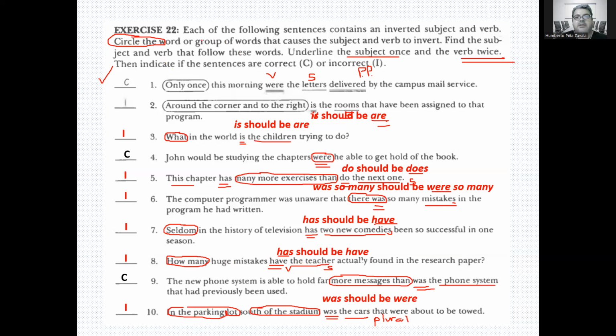Okay, so remember the situations that cause this subject verb to be inverted. We have almost negative expressions, expressions of place, question words, conditional without if, and comparatives. So I hope that you guys did very well in this exercise.